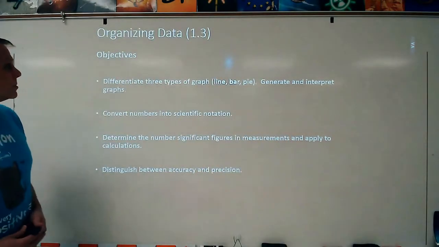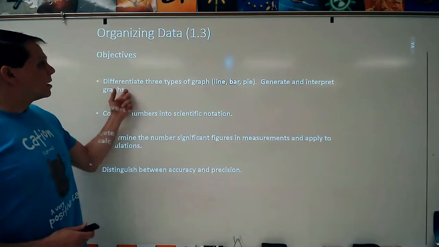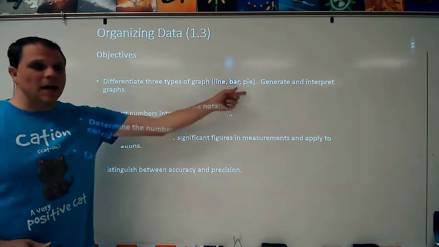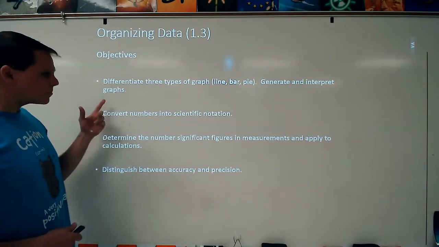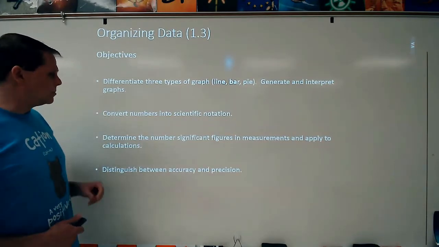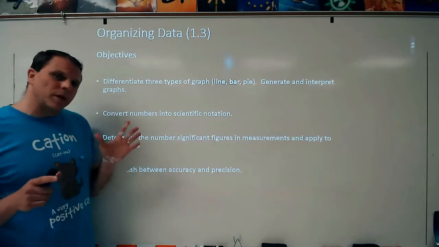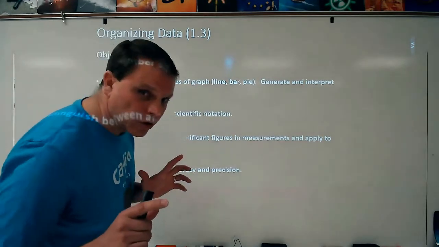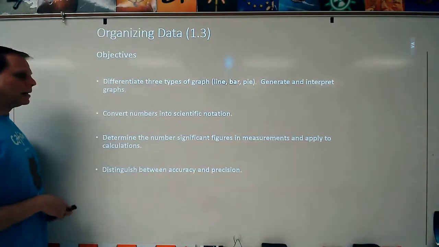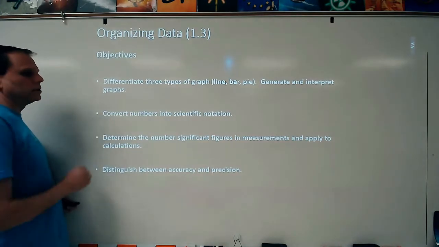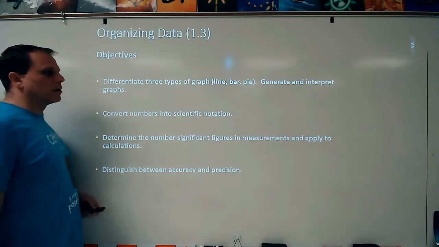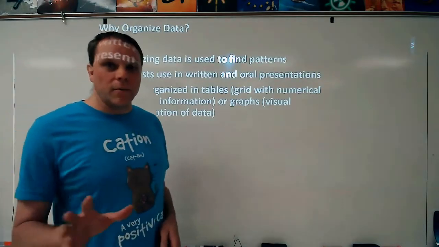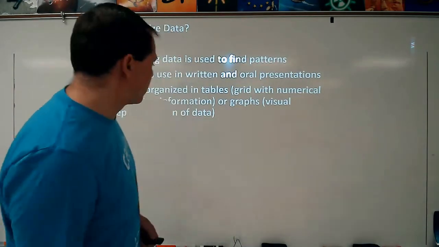So our objectives for today are to look at our three different types of graphs: line graph, bar graph, and pie graph. And then we're going to generate some of those, and we'll practice the generating. We're going to do that in class a little bit more. And then we're going to convert numbers into scientific notation. These two points we'll get into later on. So today we won't hit those, but we'll hit them in another lecture.